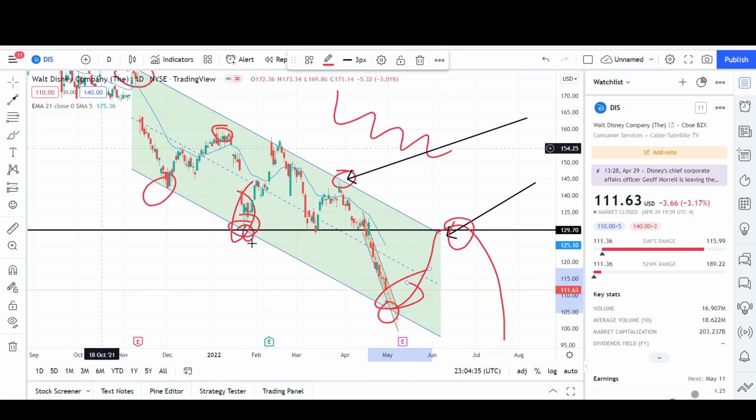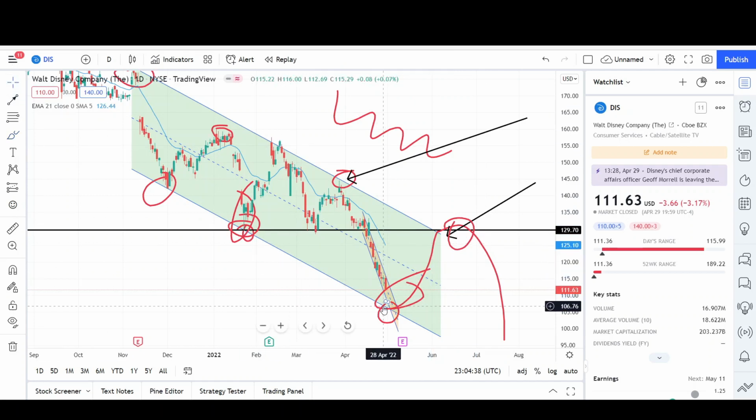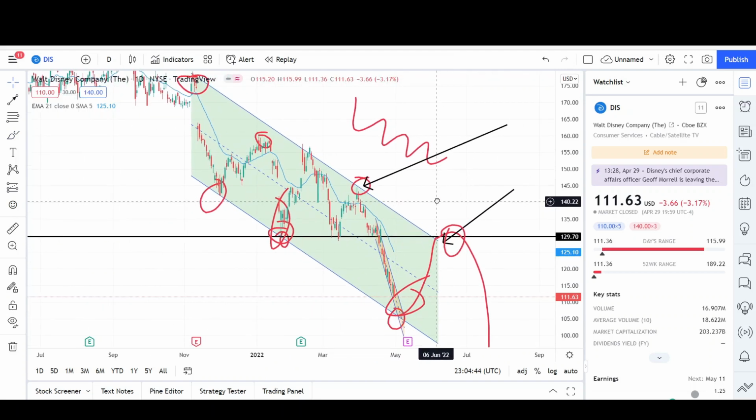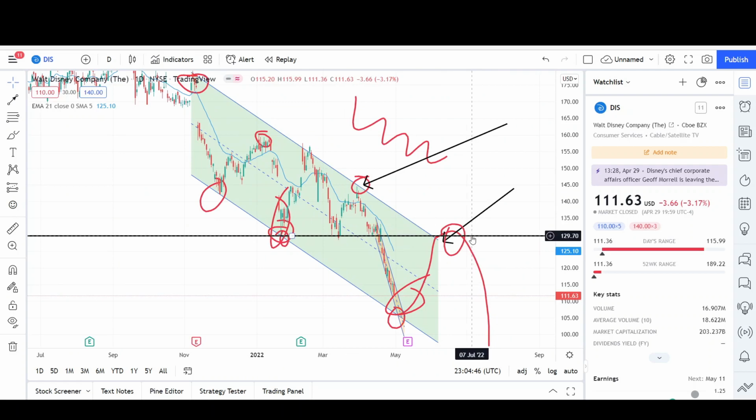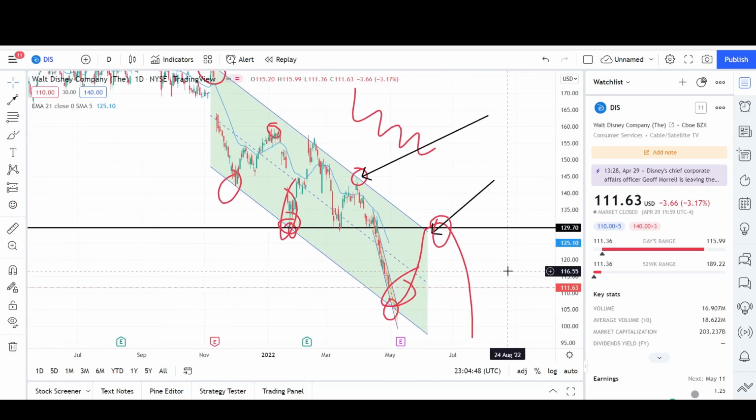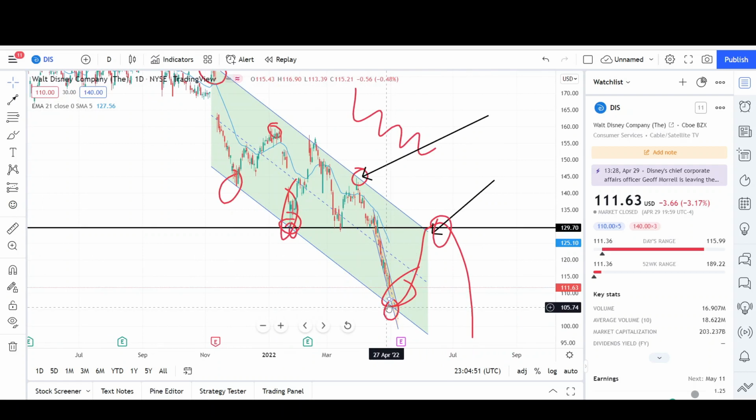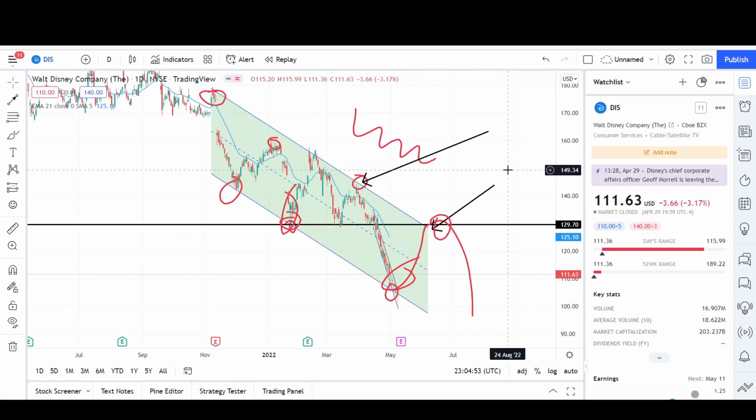So Disney doesn't look good. I'm looking for the $100 target. Most likely, since we're that low, we're going to see a pullback. I'm expecting a pullback after that, maybe to the 130 level, maybe not. Either way, this low or around that $100 level is not going to be the bottom, most likely.